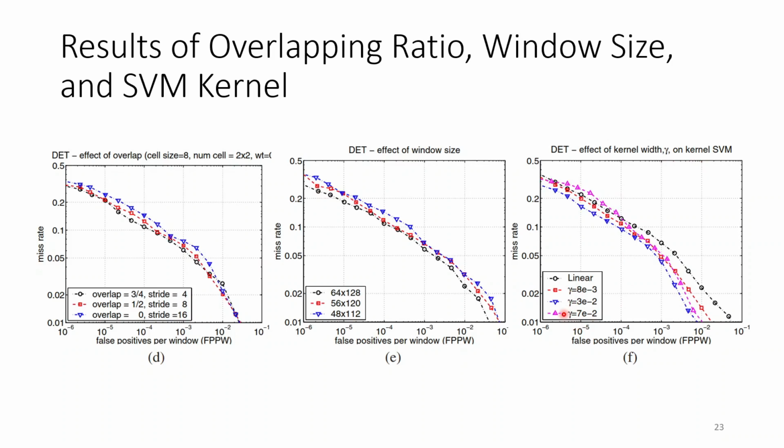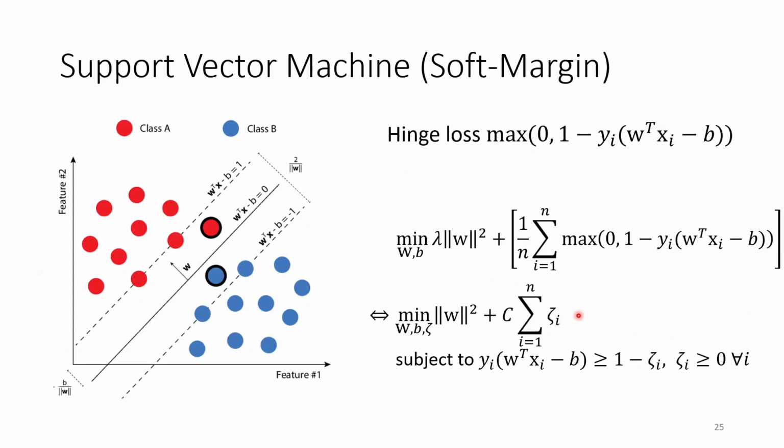It means they use the hyperspace. If they don't use the hyperspace, it will be the linear case. And what they found is, yes, use a hyperspace and with certain kernel values, it is a better result. Okay, so this is the pipeline of the paper.